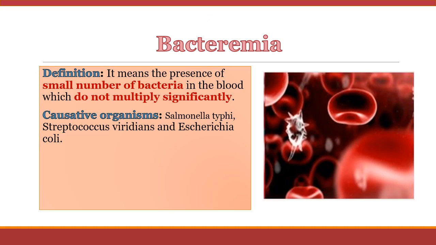The next complication of bacterial spread, or spread of infection to the blood, is bacteremia. From the name, bacteremia means spread of a small number of bacteria in the blood. Why did we say small number? Because we have another condition that involves the spread of a large number of bacteria in the blood. So bacteremia means spread of a small number of bacteria, and they do not multiply significantly. The rate of multiplication of these bacteria is very slow.